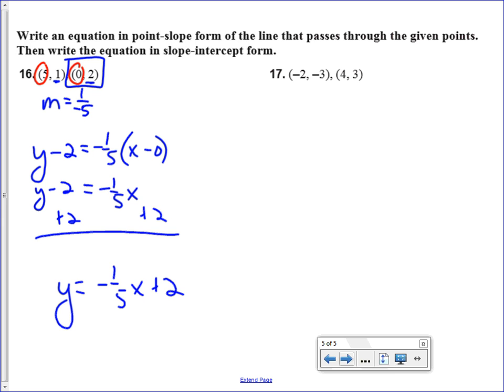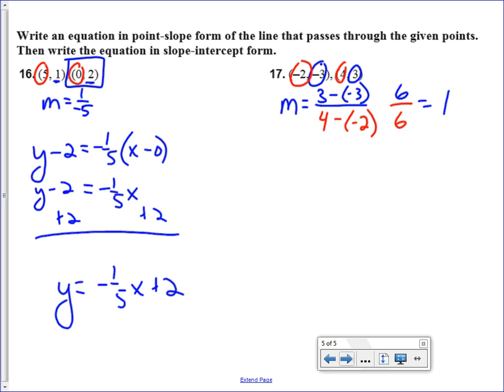Okay, so let's take a look at this next one. Hopefully you have an idea in mind. You know, you're going to have to find the slope. So from a -3 to a 3, or if you want to think of it as 3 minus -3, that's going to be a 6 for your change on your top. If you want to think of it subtracting wise, it'd be 4 minus -2. Or from a -2 to a 4 is a change of 6. So I get a slope of a 1.